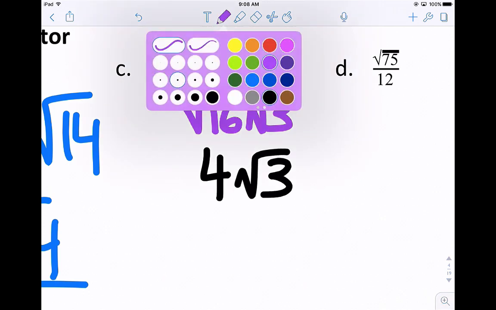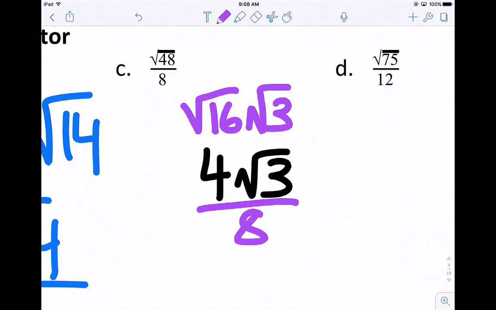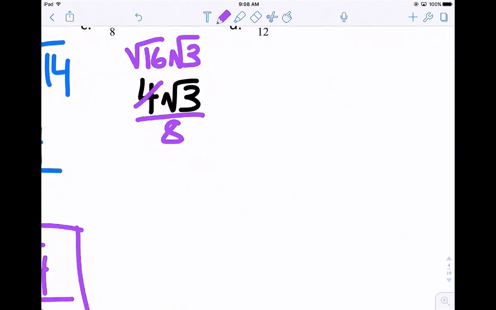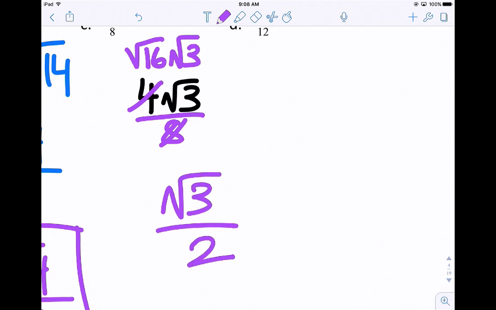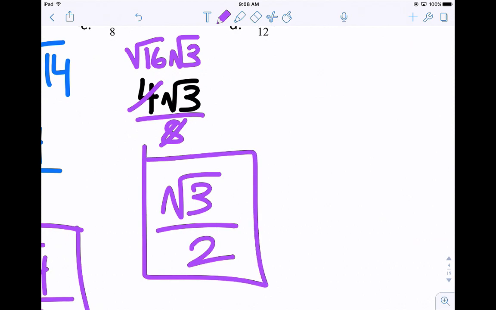Stick that number on the bottom, the denominator, so divide by 8 and reduce. Again, you can divide 4 and 8 by 4 and get 1/2. And so we get the square root of 3 over 2, because 8 divided by 4 is 2, and 4 divided by 4 is 1.